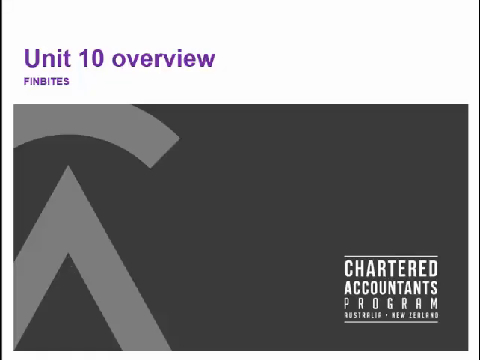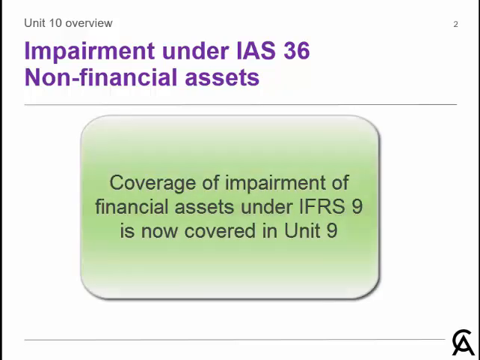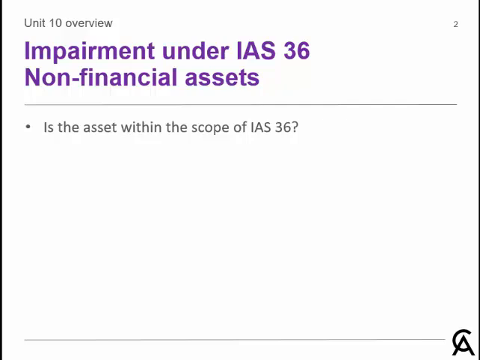Welcome to Unit 10. Unit 10 covers impairment of assets. We're looking at IAS 36 concerning non-financial assets and later IAS 39 on financial assets. So firstly, under 36, you'll be looking at whether the asset is within the scope of IAS 36. Some assets such as inventory aren't covered, they're covered by their own standard.